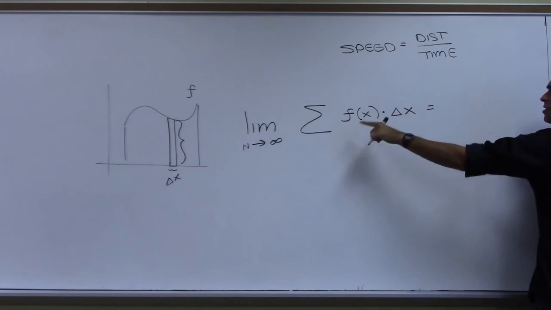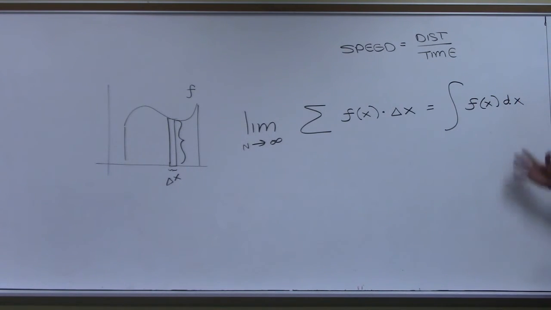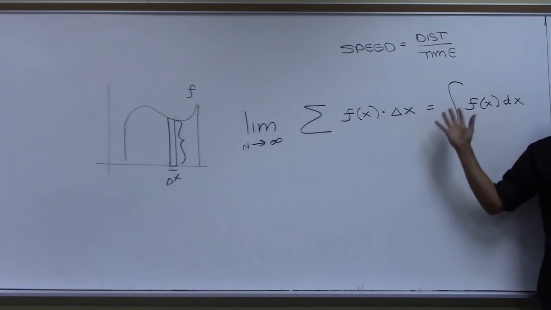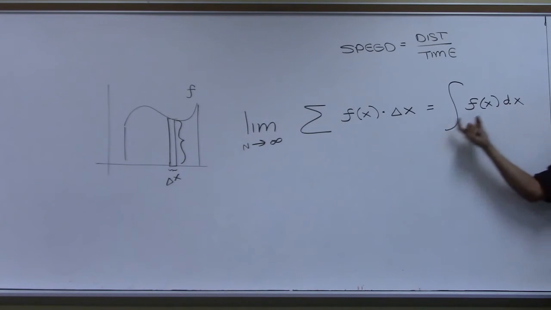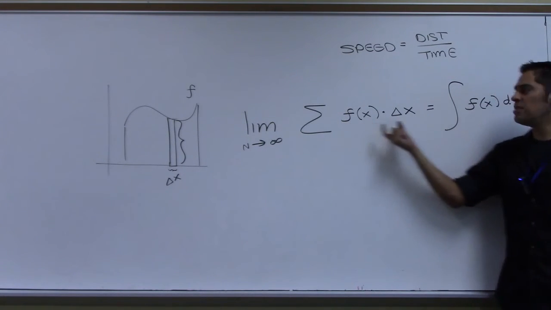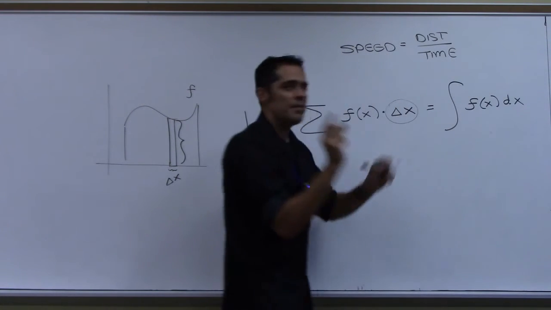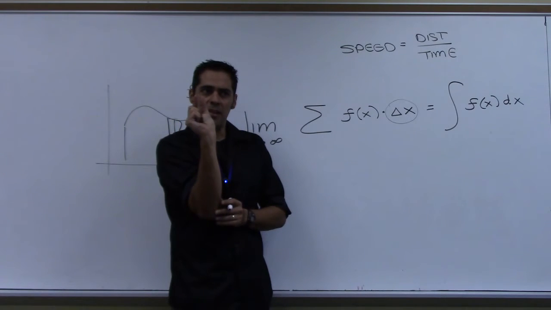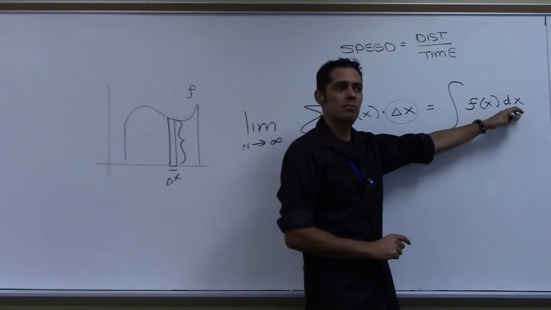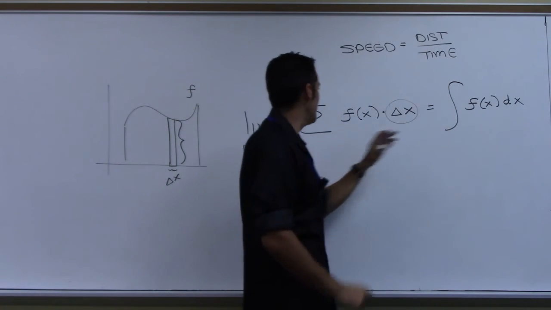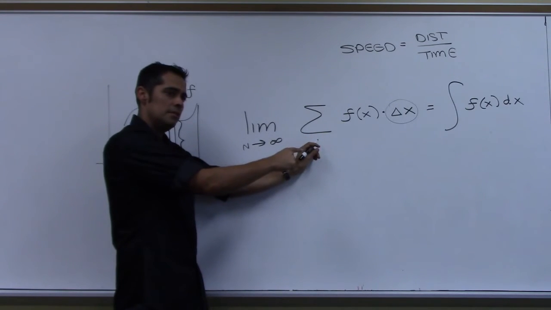But this turns into this. Now let's see if we can see why it is that this becomes this. Do you see now that the f of x is actually just the height of the rectangle? Do you see that the dx is what happens when the width of the rectangles become infinitesimally small? Okay, but it's still the width of a rectangle. The integral sign takes the place of the limit because we let the number of them go to infinity.